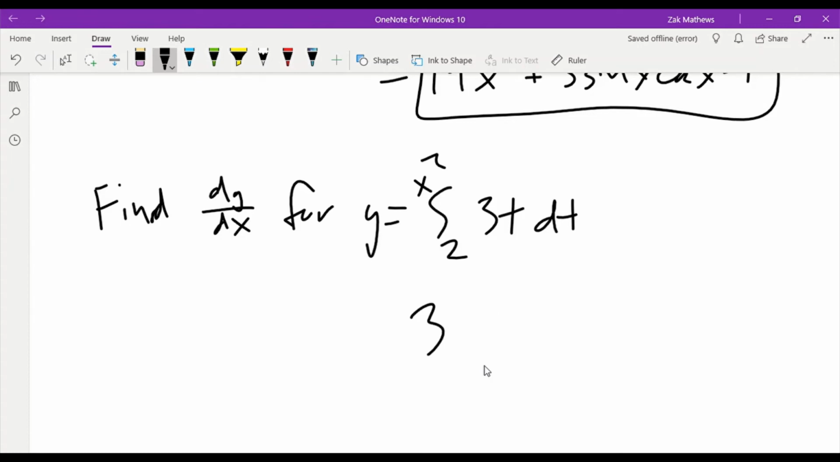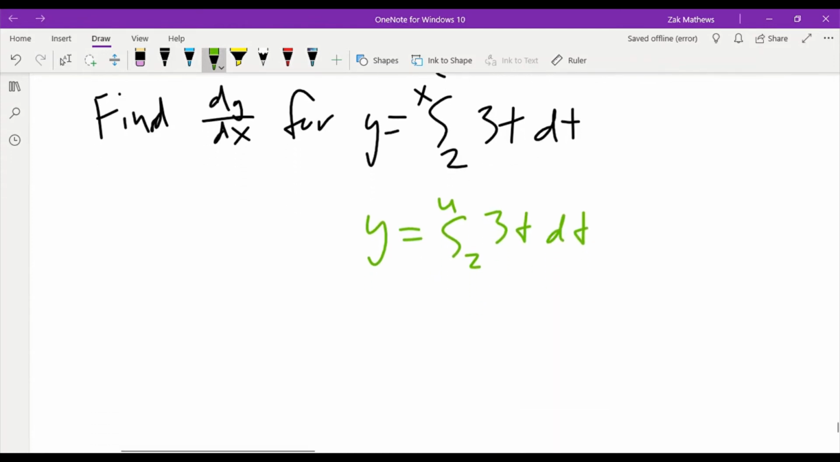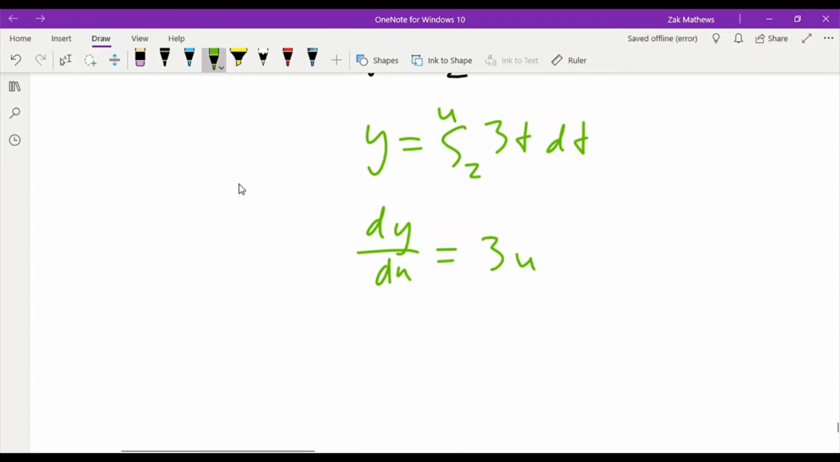I need that variable sitting on top just to be a simple function. So what I'm going to do for just a second is I'm going to call y the integral from 2 to, I'll say, u of 3t dt. Now, if I asked for dy/du, that would be very simple. We'd just say, well, it's 3u. Problem is, we didn't want dy/du, we wanted dy/dx.